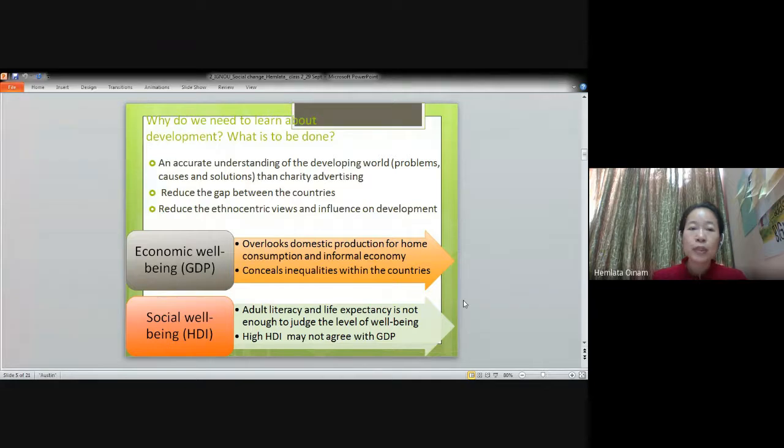Why do we need to learn about development, or what is supposed to be done when we're looking at development? An accurate understanding of the developing world, that is, the problems, causes, and solutions, rather than charity advertising. When we look at this particular statement, while understanding why we are focusing on development, why do we need to study development, this is one of the answers.